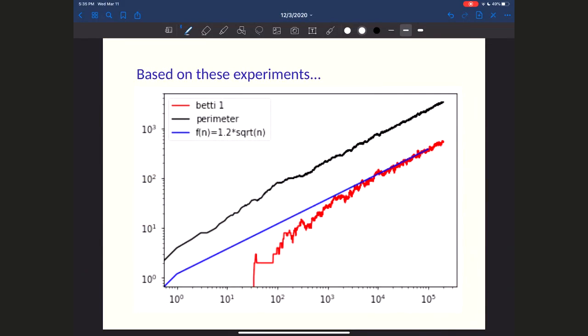Okay, so let's do more experiments. So now let's go up to 200,000, but we have done this up to 1 million. What you observe here now is Betti 1 in the red one. You have the function 1.2 square root of n in blue, and then you have the perimeter, in this log plot. And it is really clear that Betti 1 is converging to the function of n, and that all of them are behaving as square root of n.